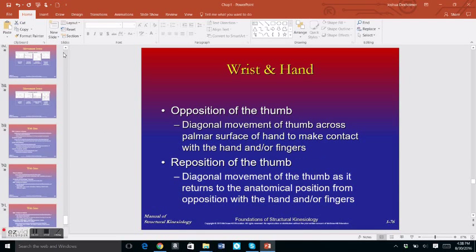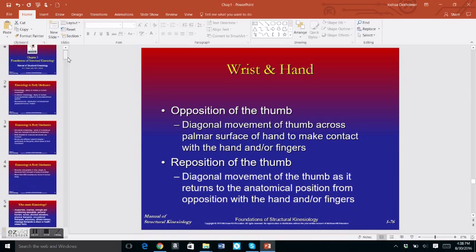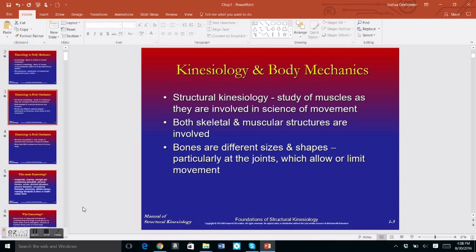Okay, so let's scroll up to the top, and we're going to have a little bit of an introduction to chapter 1, talk a little bit about kinesiology. So kinesiology is the study of motion or human movement, but what we're actually going to be really focused on is structural kinesiology. And structural kinesiology is the study of the muscles as they're involved in the science of movement.